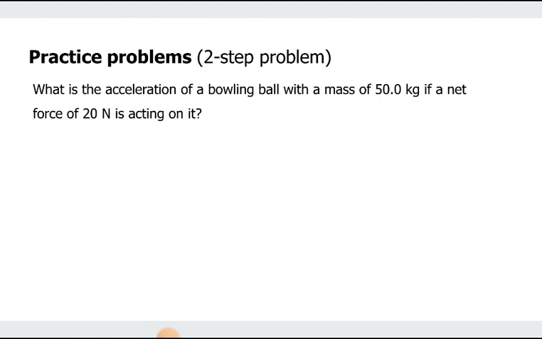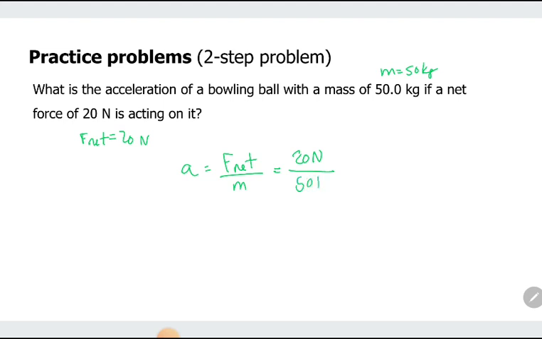Okay, let's solve this problem. What is the acceleration of a bowling ball with a mass of 50 kilograms? This is my mass. If the net force of 20 newtons is acting on it, F net is 20. I need to solve for a. So my formula is net force over mass. Net force is 20 newtons. Mass is 50 kilograms. So 20 divided by 50 is 0.4. Newton over kilogram is meter per second squared. The direction is not given. Let's just assume that it's moving to the east. Okay? This is not a two-step problem, by the way. Just a simple direct substitution problem.